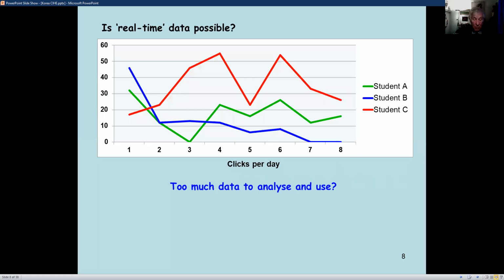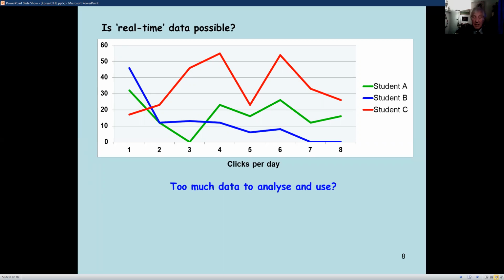Well, it's not too difficult to set up a system that, for example, collects data such as the number of clicks per day that a student is making in the virtual learning environment, such as Moodle. I've made up a fictional example for 3 students over 8 days of clicking on the web page. You can see that if you have many students, the problem here might be having too much data. And as the English saying goes, not being able to see the wood for the trees.